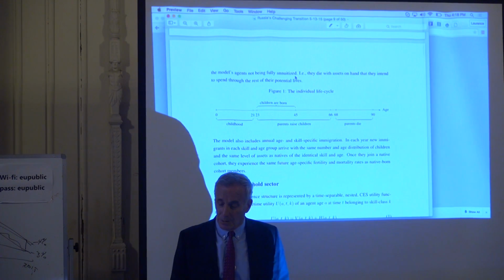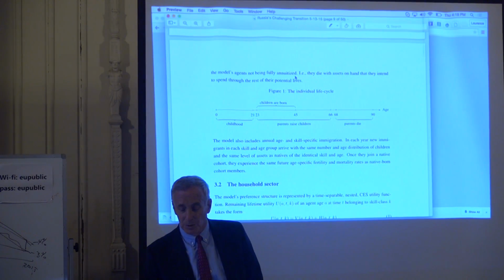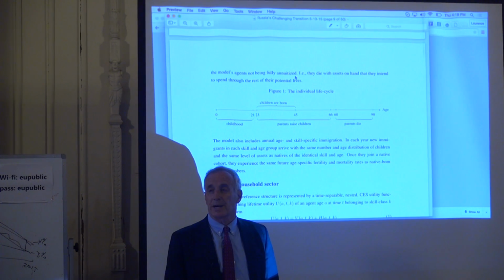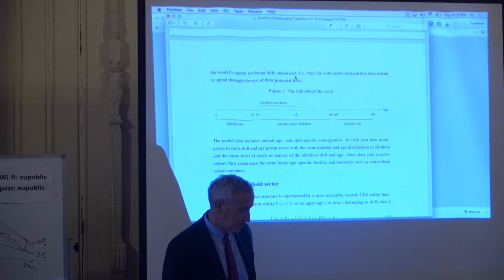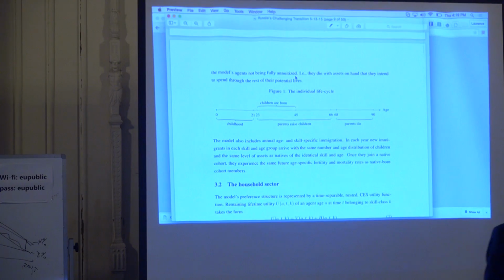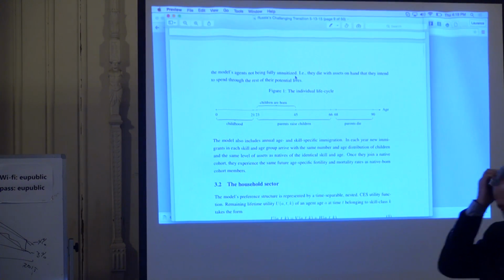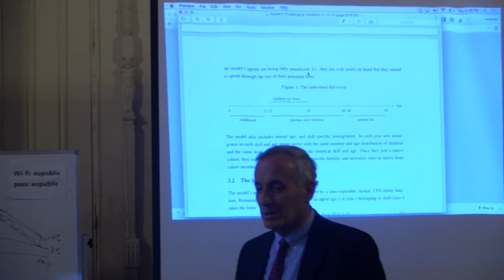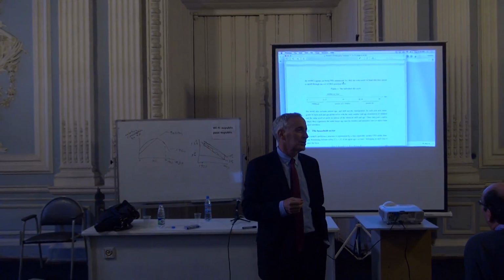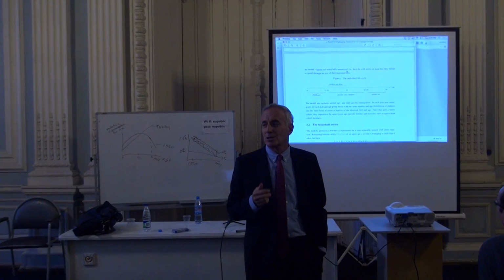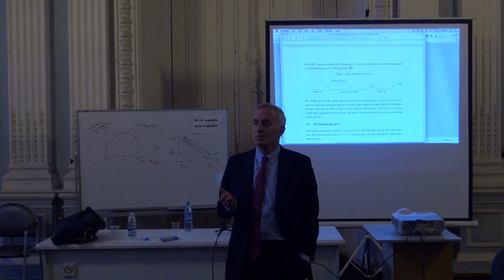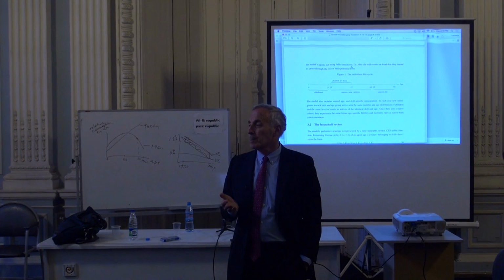And then another key feature in this model is how we treat sex. We have no sex in this model. This is not a sexy model. This is a model with monozygotic reproduction. So each agent gives birth, by himself or herself, to children.